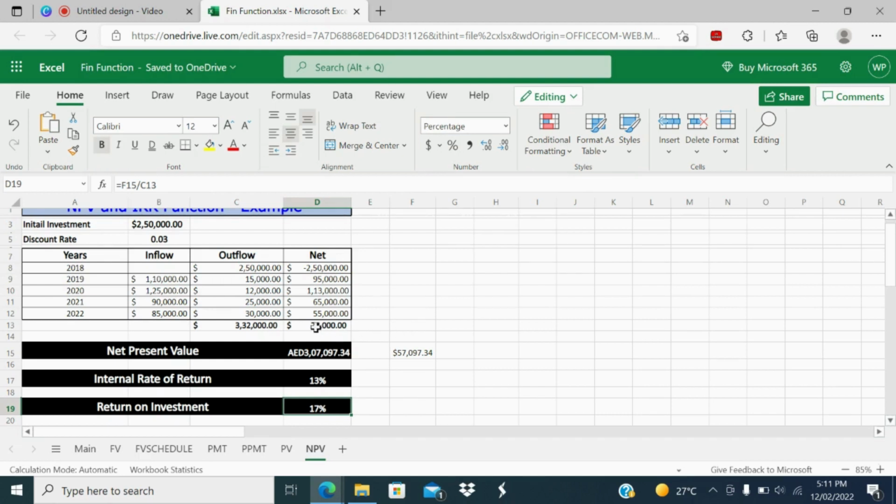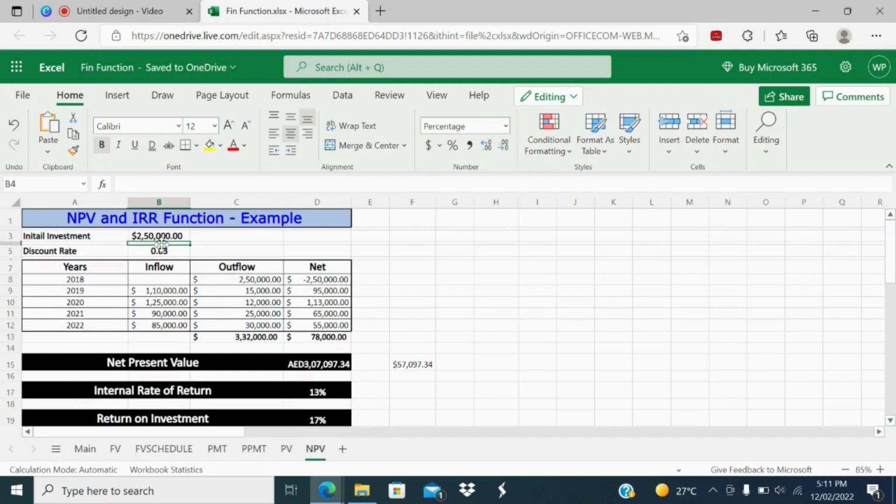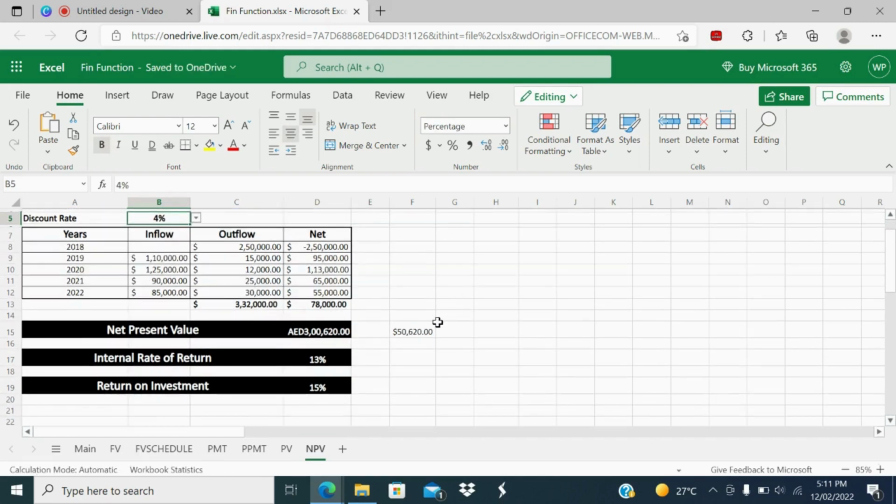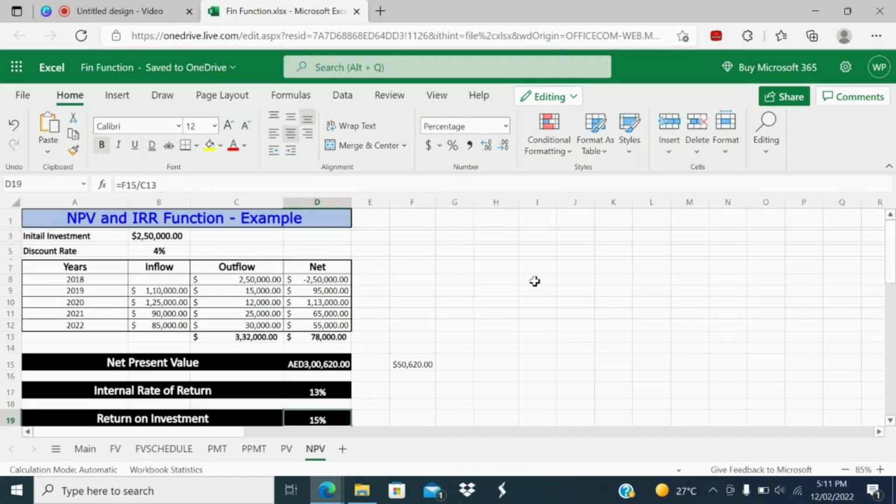In case you want to change the discount rate from 3% to 4%, your values will change automatically. Your net present value will be 50,620, the internal rate of return will be 13%, and return on investment will be 15%. Friends, we have discussed 6 or 7 important financial functions in this session.